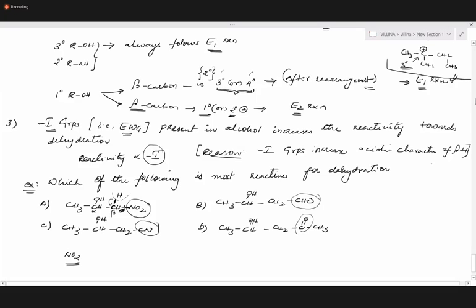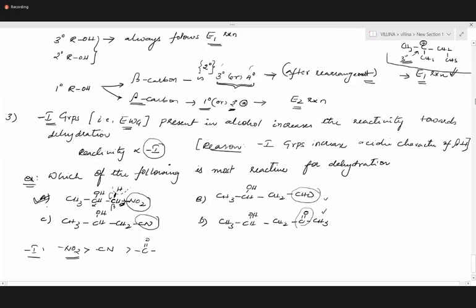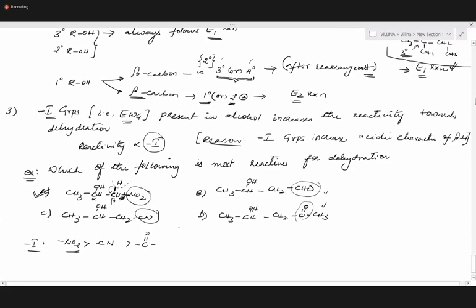Option A will be the most reactive alcohol towards dehydration, because the electron withdrawing tendency of the nitro group is greater when compared to the rest of the groups. Anyway, these two are carbonyls. If you want to write down the order of minus I tendency, NO2 is greater than CN, which is greater than carbonyl groups, C double bond O. These minus I groups increase the acidic character of the beta hydrogen, thereby facilitating its easy removal.